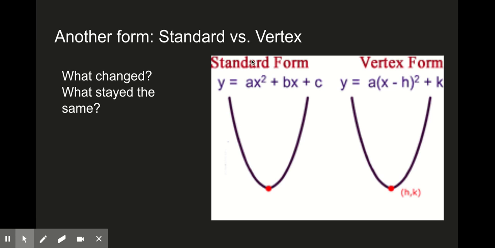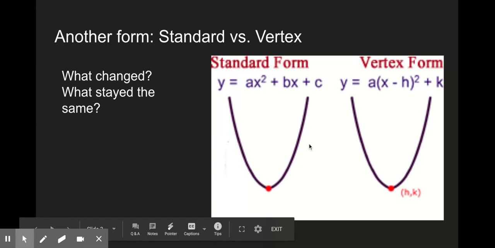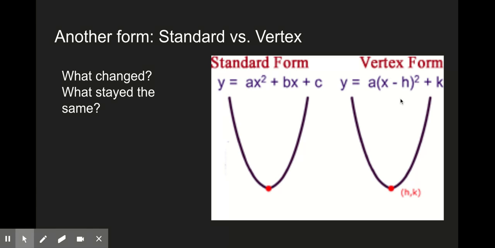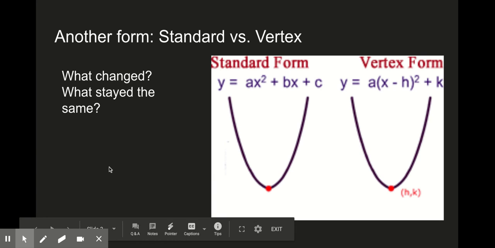So what we can see here is the standard form. Here's the vertex form. Let's think about what has changed and what has stayed the same. We still have an a value. That means the same thing. Right? It's the leading coefficient, and it determines if I'm going to open up like this, if it's a positive, or if I'll be concave down, if it's a negative.